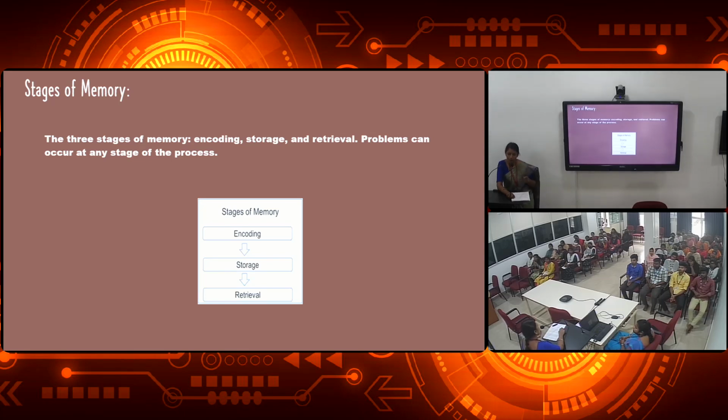We receive it in the form of light, then sound, taste, touch, feel, then odor. That is called smell. Okay, so this is the process. This is the stages of memory.